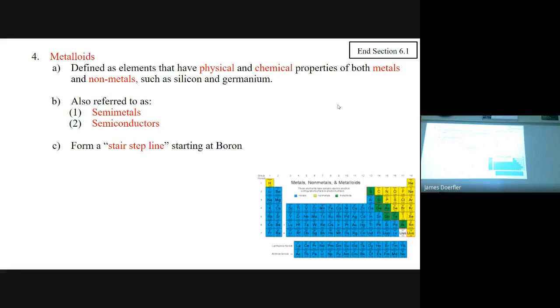So there you have your basics of the periodic table. And as we kind of venture further into this chapter, we're going to take a look at what other pieces of information can we decipher from how the periodic table is arranged. So that wraps up section 1.